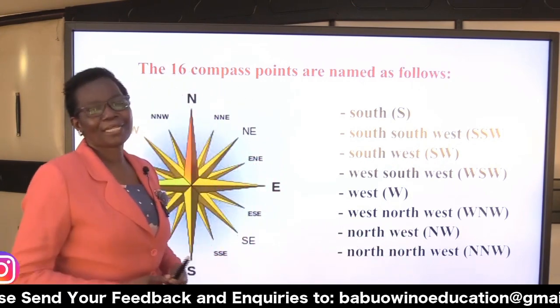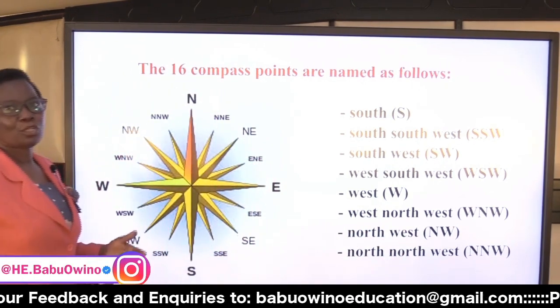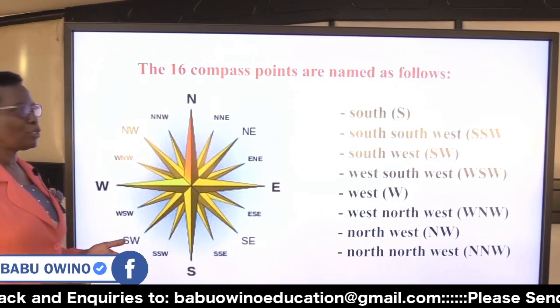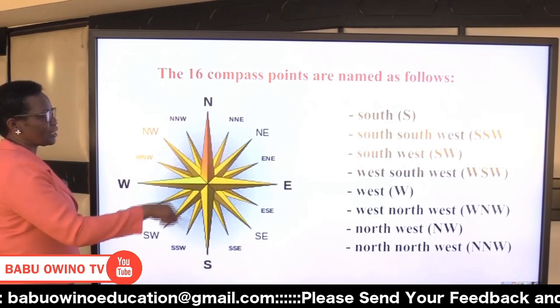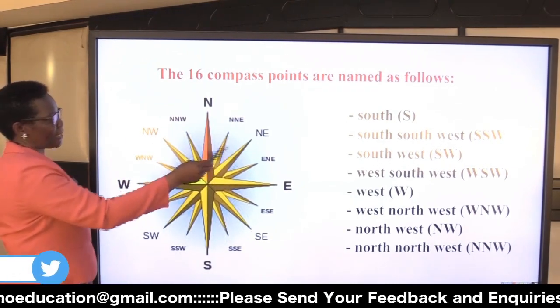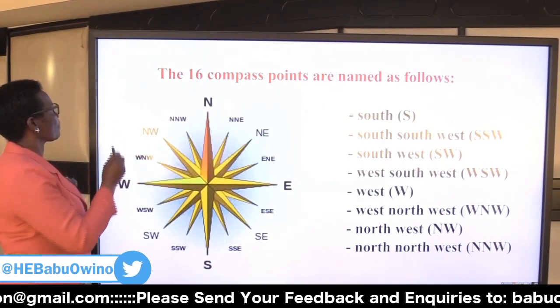So you'll find that written somewhere, and you should not assume that you did not know. I've already shown you there. So this is the 16-point compass, and that is how it is written.